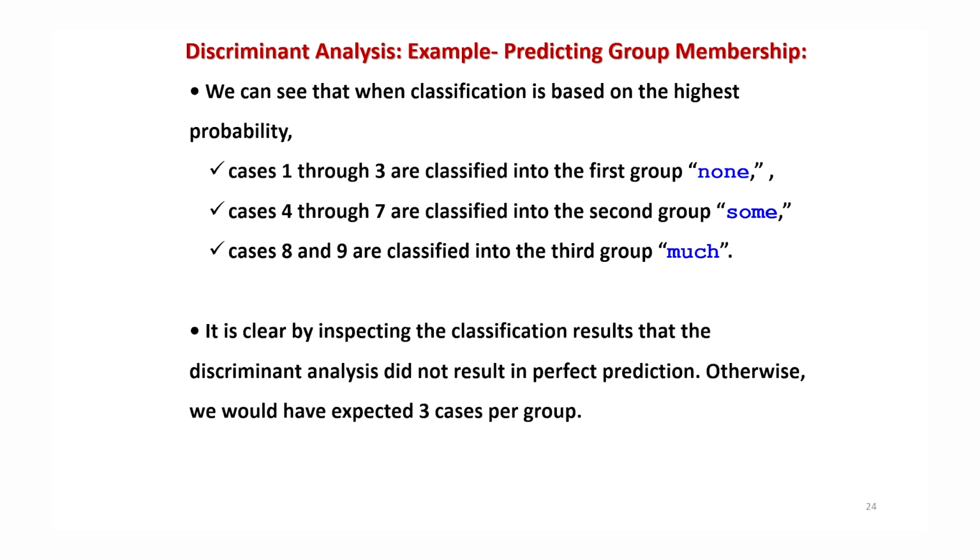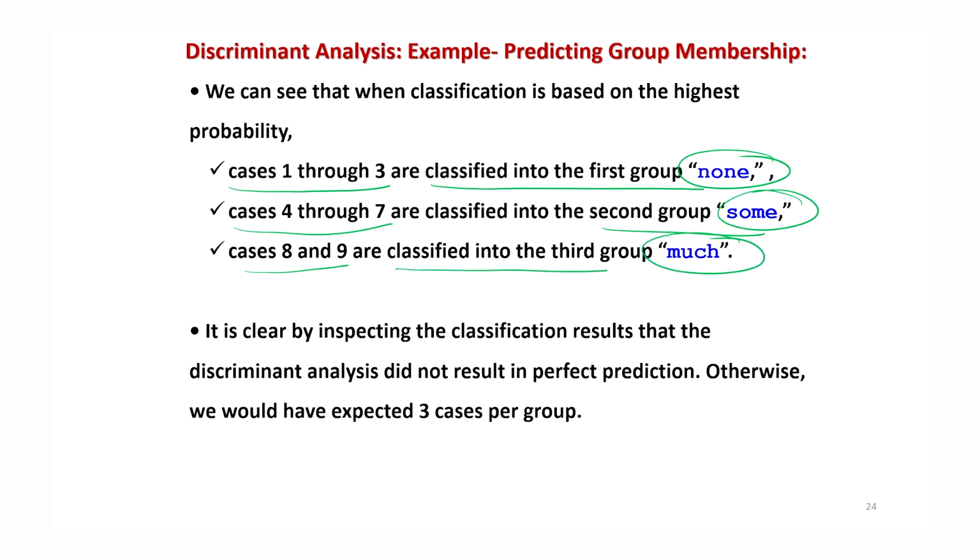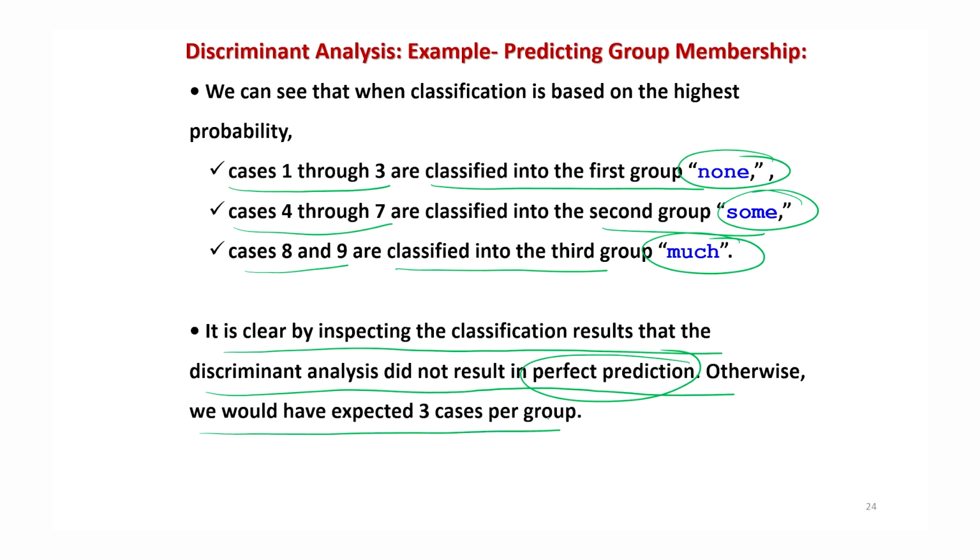So now, based on this, I can say the first three observations, cases 1, 2, 3, can be classified into the first group, none. Cases 4 to 7 can be classified into the second group, some, and cases number 8 and 9, the last two cases, can be classified into the third group, much. So this is what I explained in this outcome also. Now it is clear by inspecting the classification result that the discriminant analysis did not result in a perfect prediction. Otherwise, we would have expected 3 cases per group.